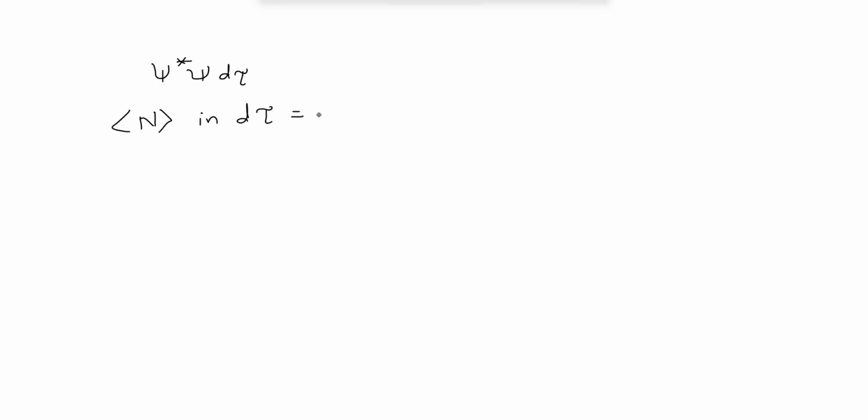That will be equal to n times the probability. So here this is the probability and this is the total number. That gives us the average number of particles in d tau.